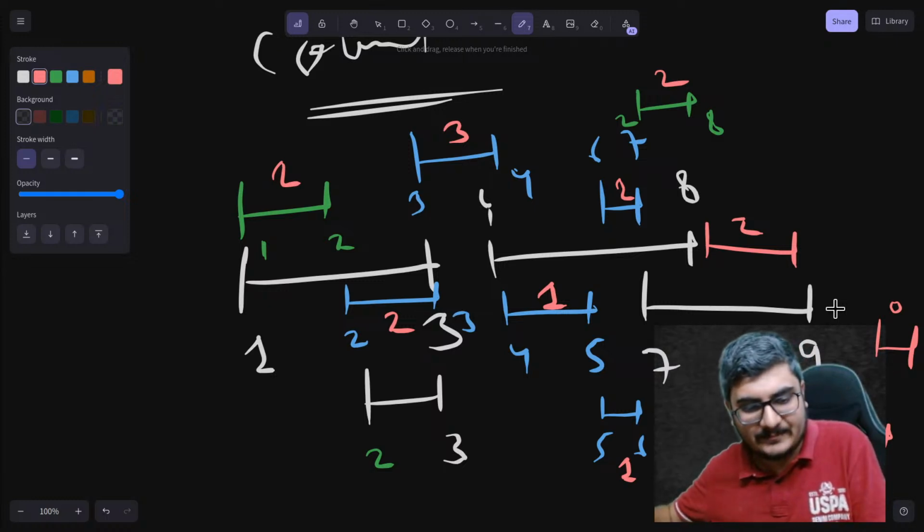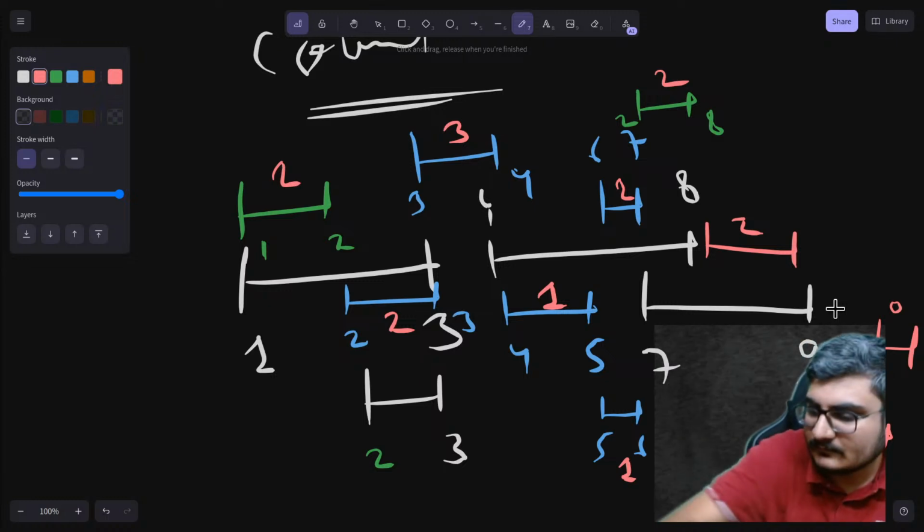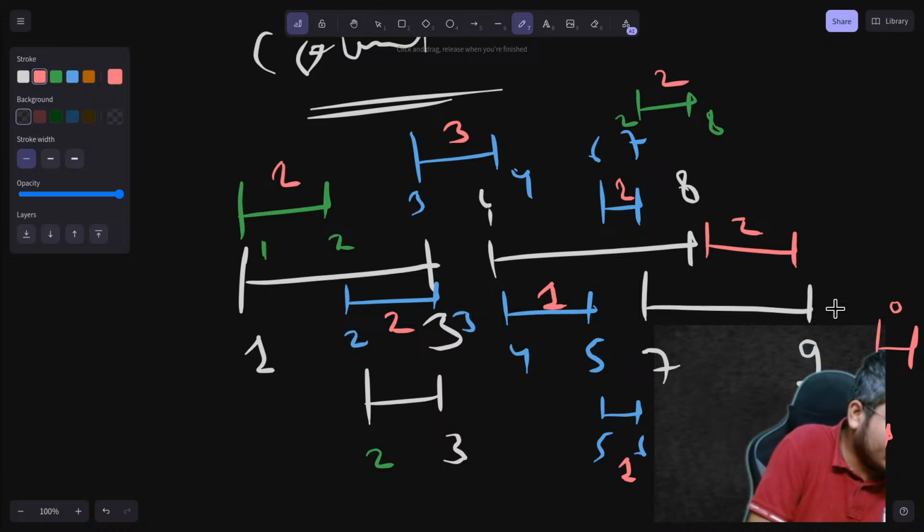Not sure why the pen is behaving like this, but let's just continue. So probably I will jump over to the code now.